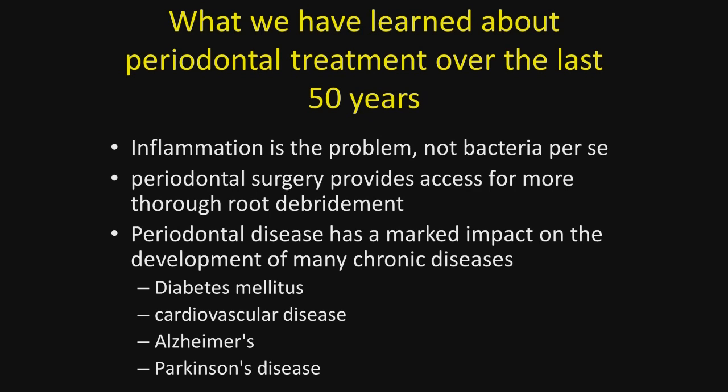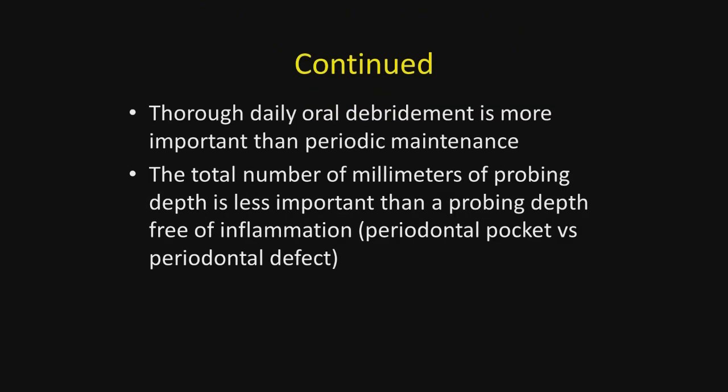Second, periodontal surgery provides access for thorough root debridement. Third, periodontal disease has a marked impact on the development of many chronic inflammatory diseases. And we've talked about the systemic link basically between diabetes mellitus and cardiovascular disease, but recently other diseases impacted by inflammation have come into view. And this includes Alzheimer's disease as well as Parkinson's disease and other diseases.